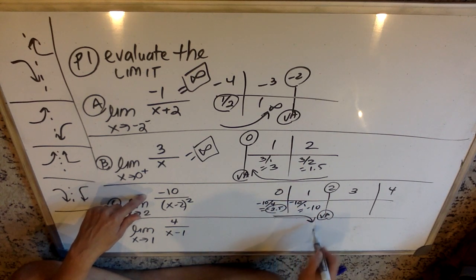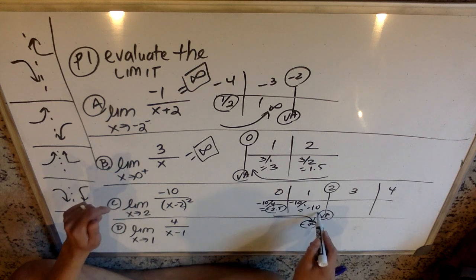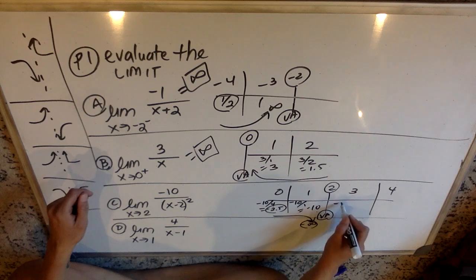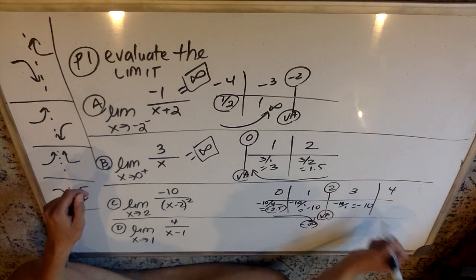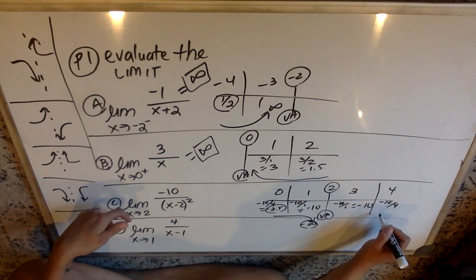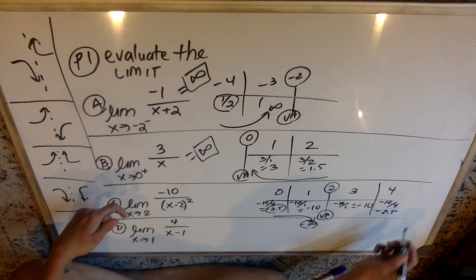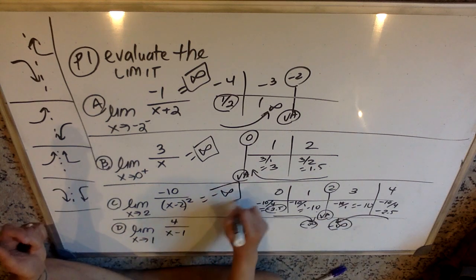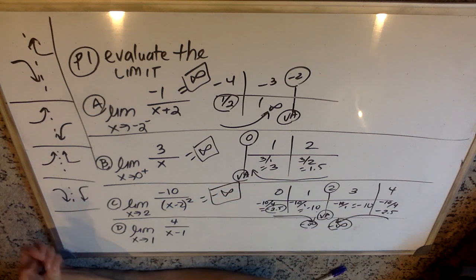That means this is going down to -infinity, because -10 is smaller than -2.5. When I plug in 3, I get -10 over 1, which is -10. When I plug in 4, I get -10 over 4, which is again -2.5. So again, my values are going down. Both sides are going down to -infinity, which means my double-sided limit is -infinity.